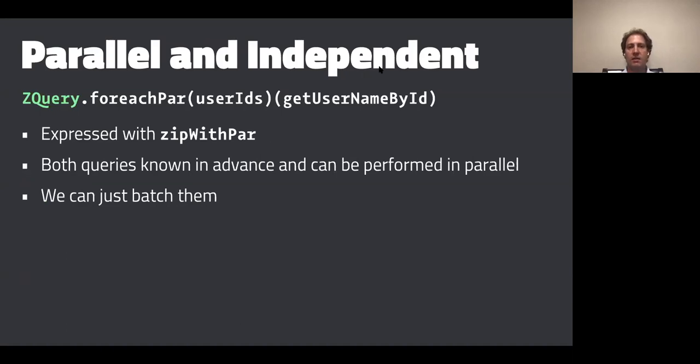And then we saw we had this set of parallel and independent computations. That was like this foreachPar, where we've got a bunch of user IDs and independently for each one, we're saying we can do it in parallel, we want to get the user names. And so at least in ZIO and Scala, the fundamental operator that describes this is the zipWithPar operator. Here we know both of them in advance. We know we can perform them in parallel. So we just batch them. That's what we saw in the first part of that talk. Great.